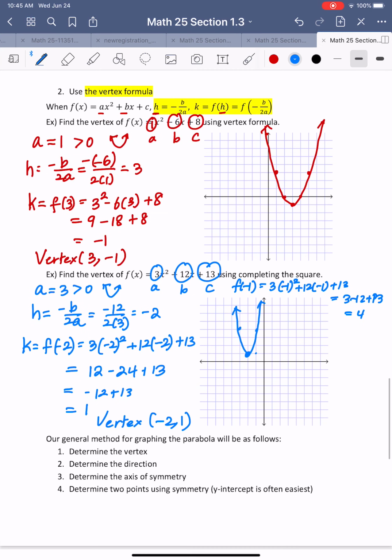Our general method for graphing a parabola is as follows. You need to determine the vertex and direction from a, and the axis of symmetry, x equal to h, where the vertex is (h, k). Then determine two points using symmetry and a few calculations. All right, so that's what I do.